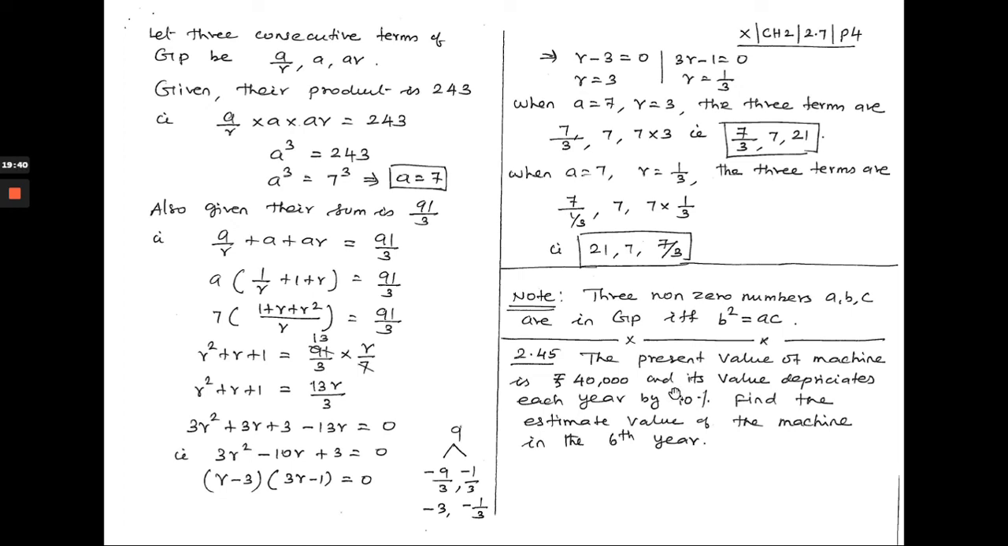Okay. Now example 2.45. The present value of a machine is 40,000 and its value depreciates each year by 10%. Find the estimated value of the machine in the 6th year. Now the cost of the machine at present is 40,000. So every year the value is depreciated, not appreciated, depreciated. Every year 10% is depreciation. Now find the estimated value in the 6th year.